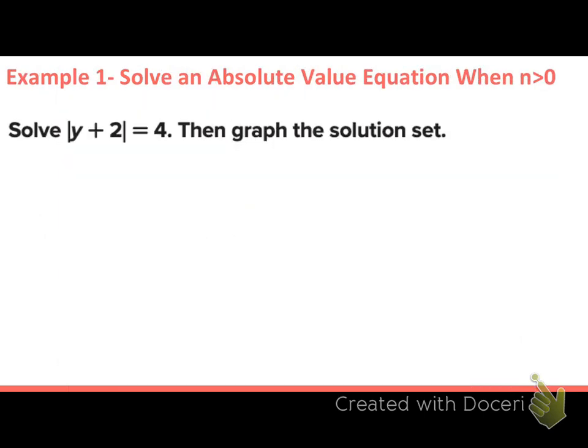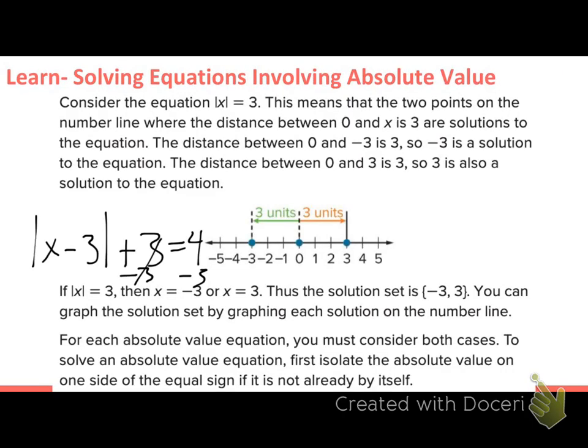Okay. Example 1. Solve the absolute value of y plus 2 equals 4. Then graph the solution set. So, down here, what does it first tell me to do? Isolate the absolute value on one side of the equal sign if it is not already by itself.